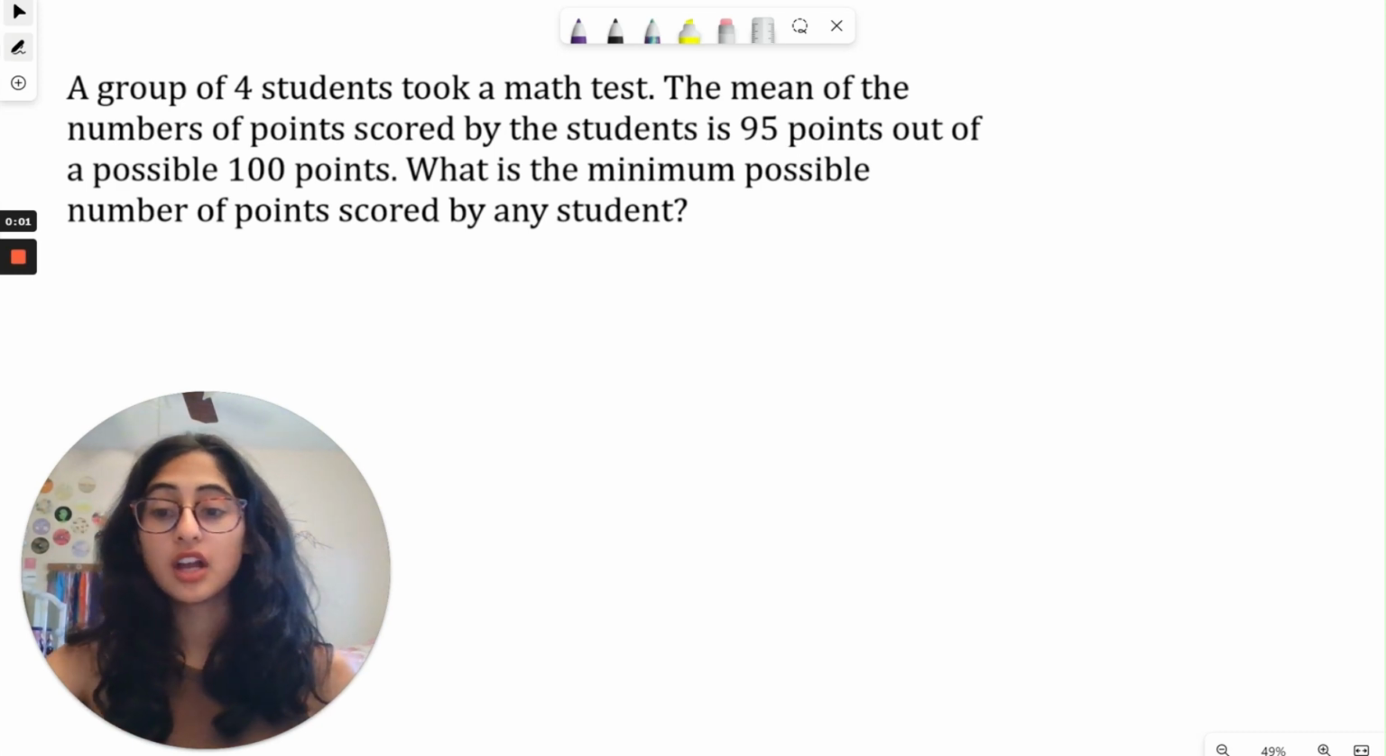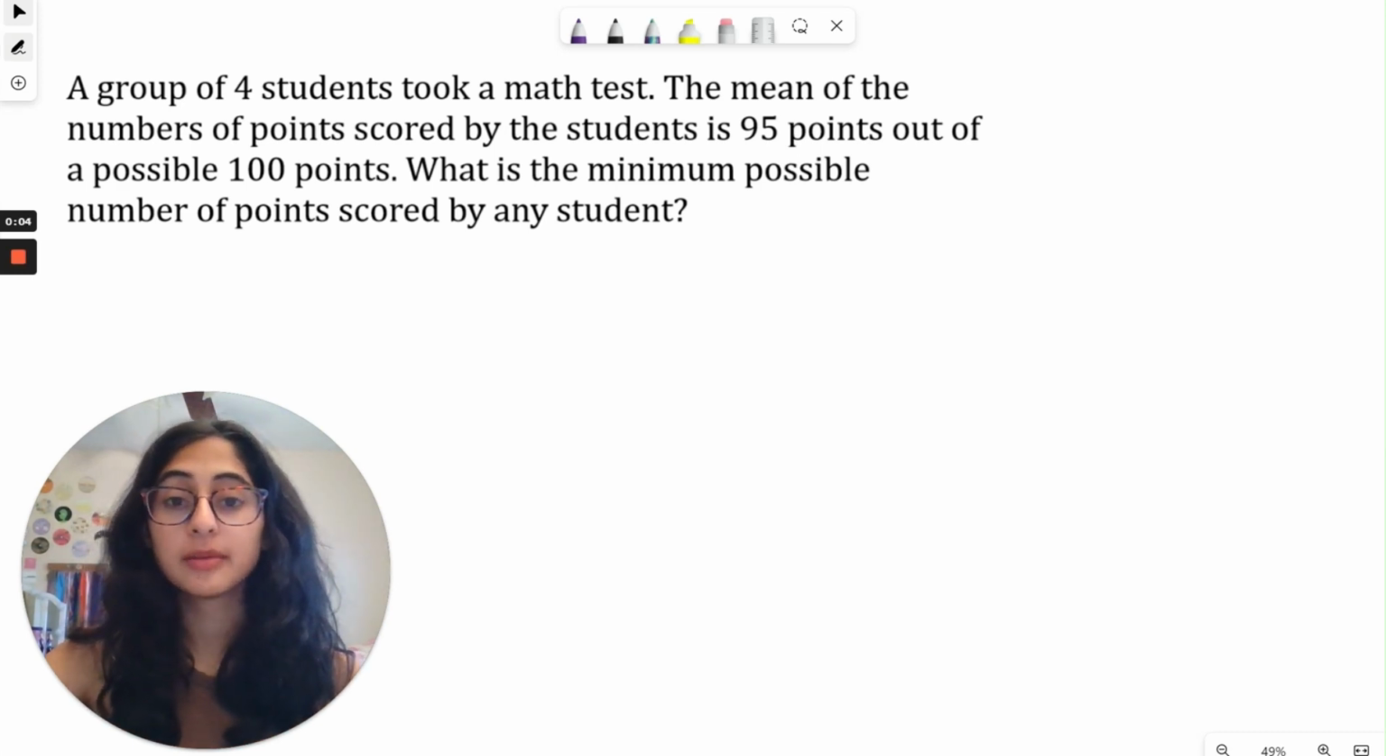All right, so this question says, a group of 4 students took a math test. The mean of the numbers of points scored by the students is 95 out of 100. So it's asking for the minimum possible number of points scored by any student.